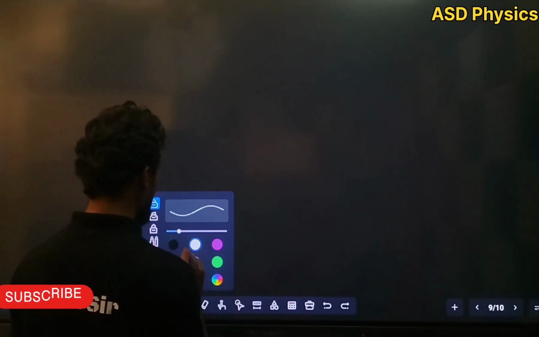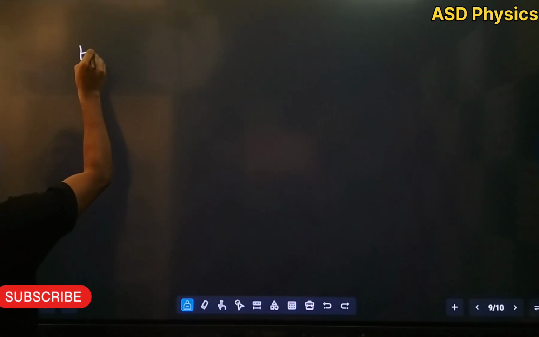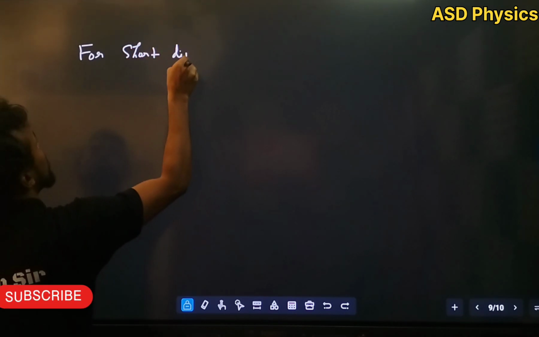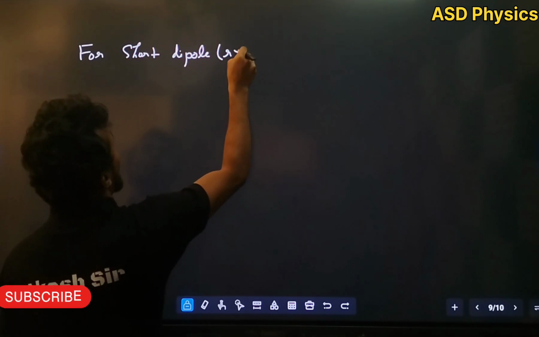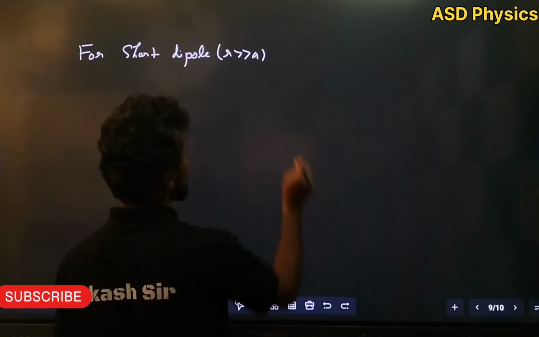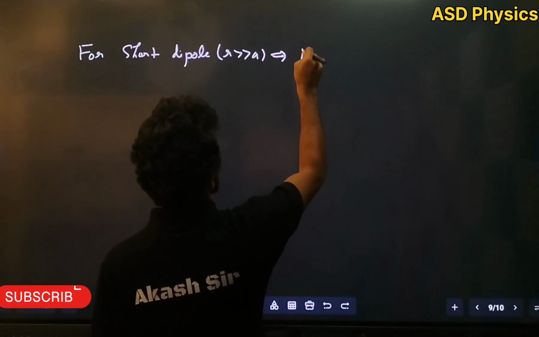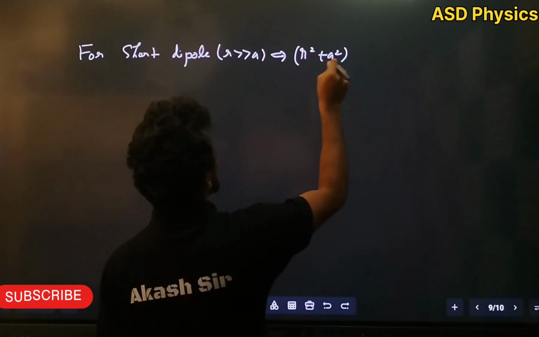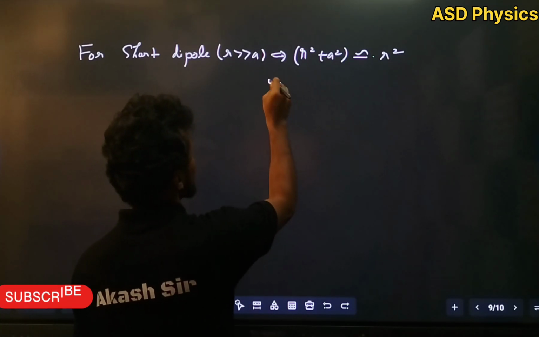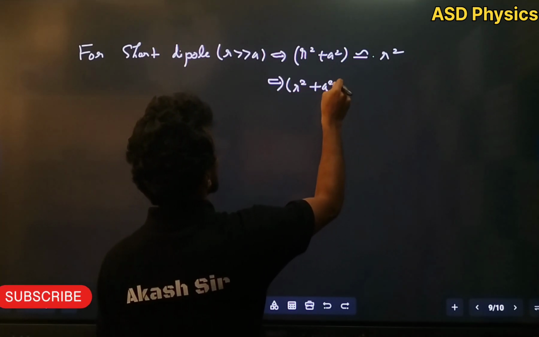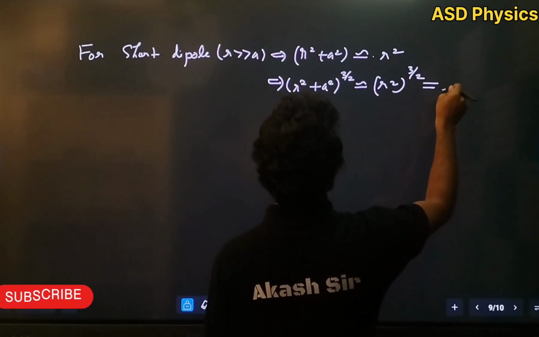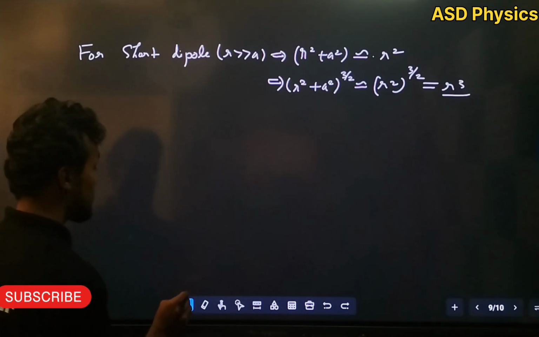After that, if I write for the short dipole, again same story. R is greater than A. That means in this situation, R square plus A square will be approximately how much? This will be R square. And we have to get R square plus A square power 3 by 2. That means it will become R square power 3 by 2, and it will become R cube.